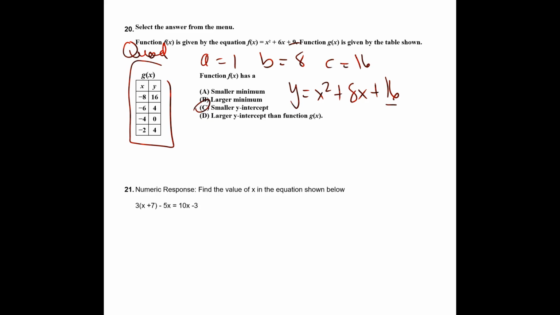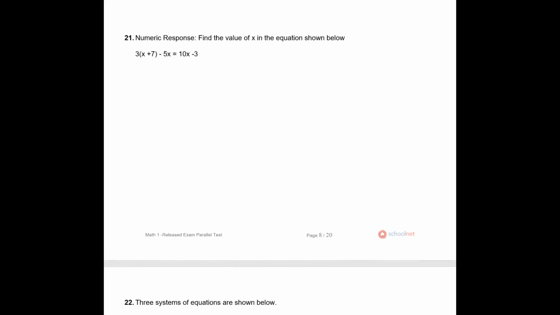To find the minimum, use negative b over 2a to get the ordered pair. Negative b, negative 8 over 2a, will be negative 4. Notice, if you look right here, this is where the y values begin to become symmetric, so that has to be my vertex, which is my minimum. I'm just pointing that out. So you'll get the same minimum; they'll both be the same. All right, 21.